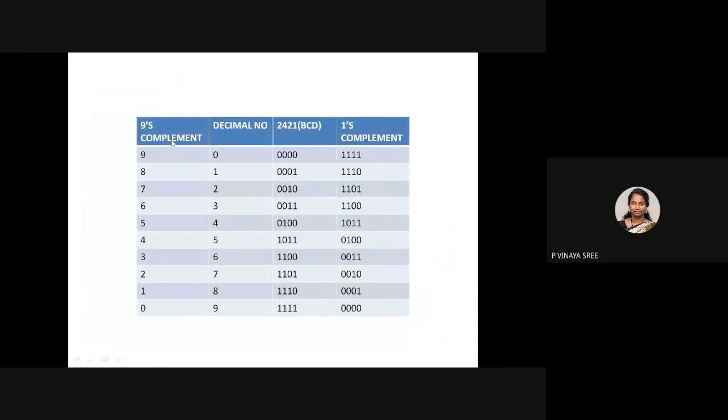See here, my decimal number 0, nines complement of this is 9. So if you do ones complement of 0000, it will be 1111. So nines complement of this will be 1111, and you will get 1111.